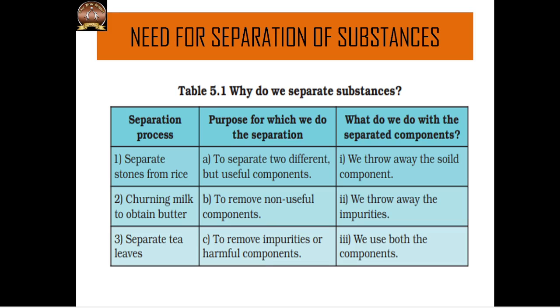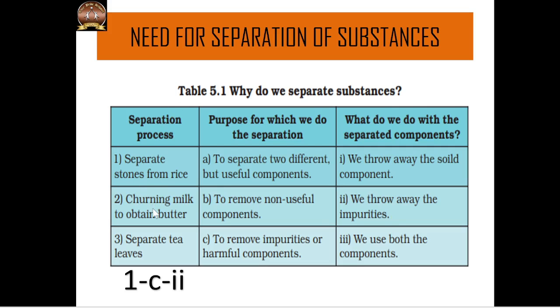So let's take a look. Why do we separate substances? The first instance, the separation process is to separate stones from rice. What is the purpose for which we do the separation? Yes, we do the separation to remove the impurities or harmful components, because definitely you don't want stones in your rice. It is harmful for us. It is an impurity and you want to separate it. Then what do we do with the separated component? What would we do with the stone that we have just separated from the rice? We would throw away the impurities. So the answers would match like this: 1, C, 2.